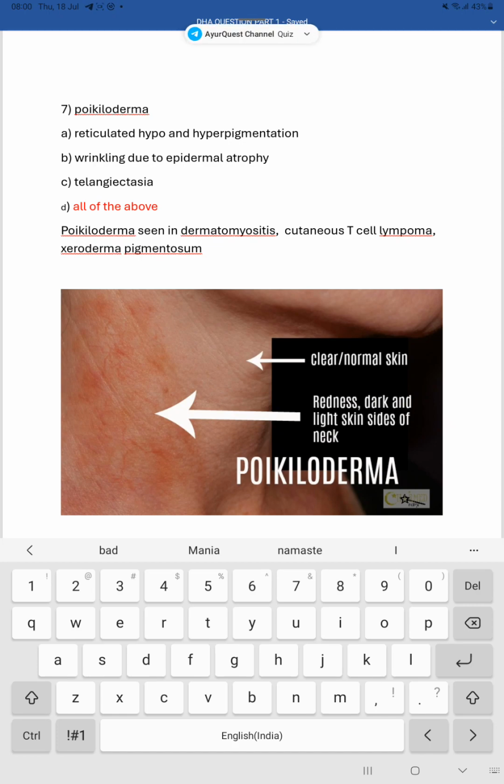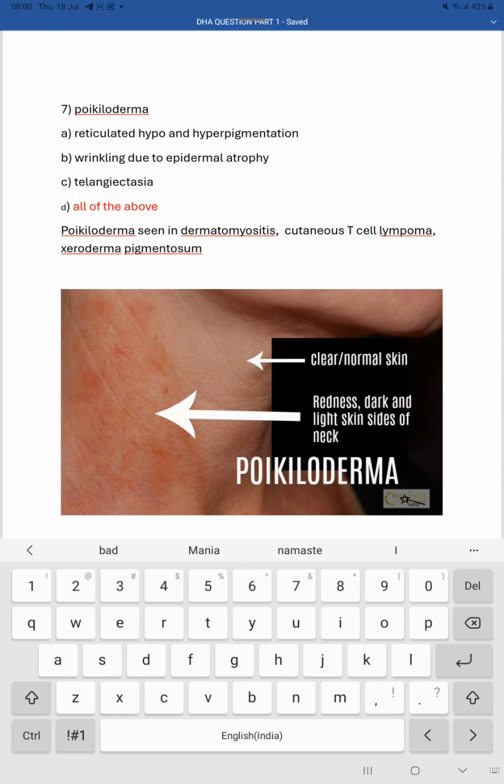Okay, so what are the features? Reticulated hypo and hyperpigmentation, wrinkling due to epidermal atrophy, telangiectasia. These are the three features of that skin lesion. So these three lesions you can see for identifying poikiloderma. Reticulated hypo and hyperpigmentation, wrinkling due to epidermal atrophy, telangiectasia. These are the three characteristic features of the skin lesions.